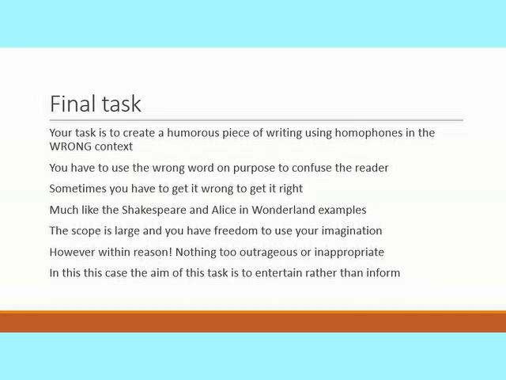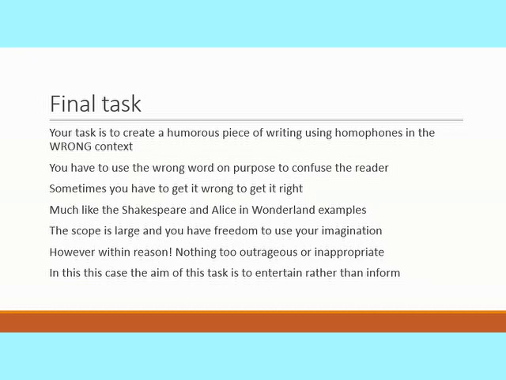Your final task is to create a humorous piece of writing using homophones in the wrong context. You have to use the wrong word on purpose to confuse the reader. Sometimes you have to get it wrong to get it right. I thought it was funny. Much like the Shakespearean and Alice in Wonderland examples I said were previously in this PowerPoint, used as a guide. You have to model, create a paragraph or some sentences that will confuse the reader.